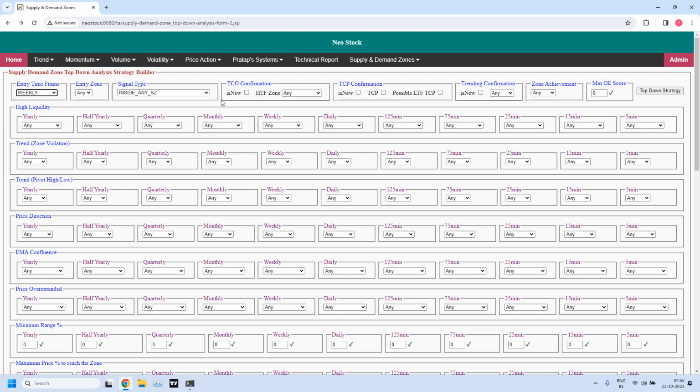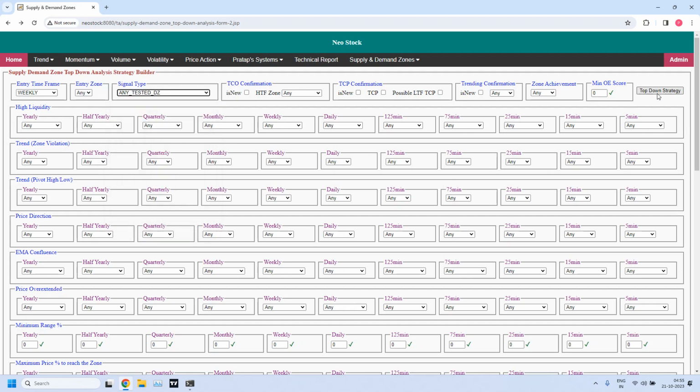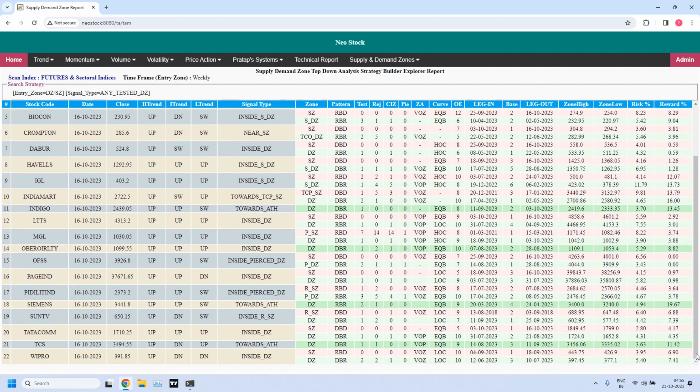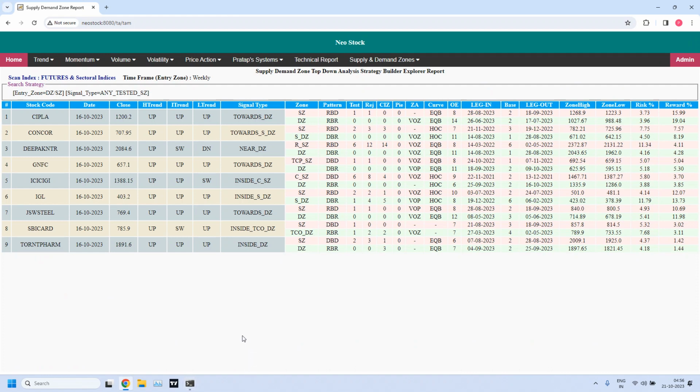Let's go back. Entry time frame is weekly. Let us find the tested weekly demand zones. So these demand zones are tested during this week. Total 22 demand zones are tested during this week. So let's go back. Entry time frame weekly. Let us find the tested weekly supply zones. Only 9 supply zones are tested during this week.